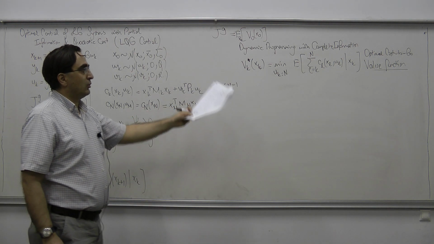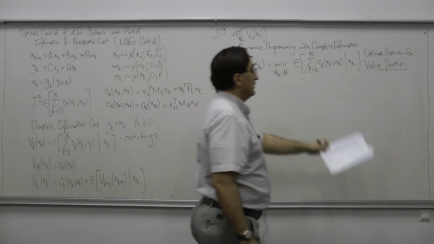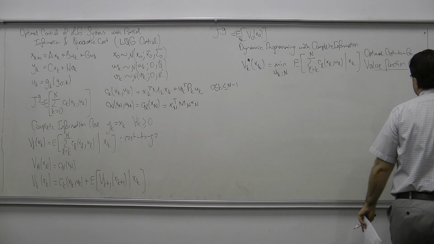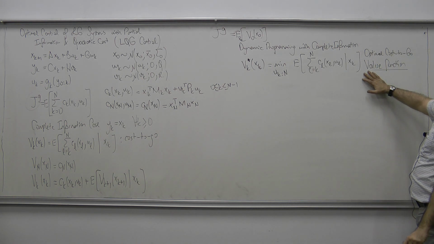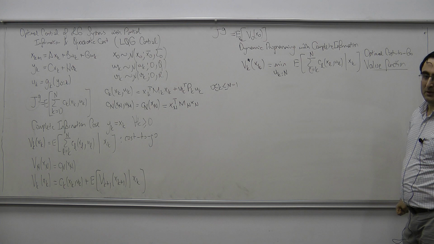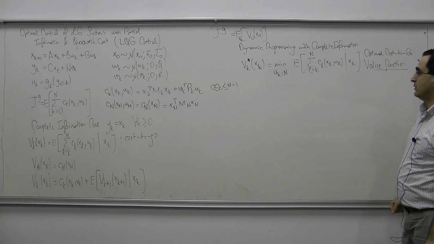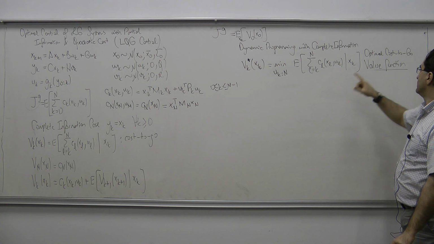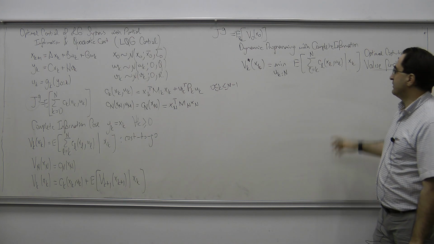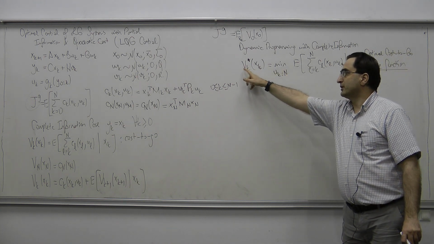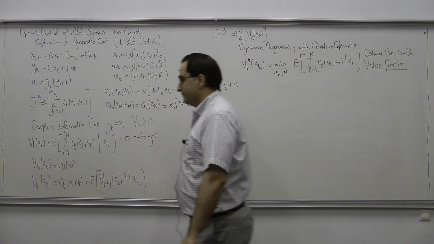We call this the optimal cost to go function, but since machine learning is becoming more and more popular, when dynamic programming is used in a machine learning context, this function is called the value function. And that is actually why we are calling this capital V. Okay?